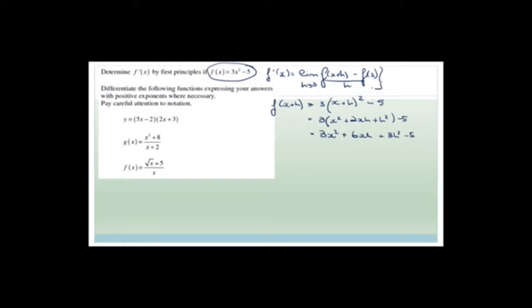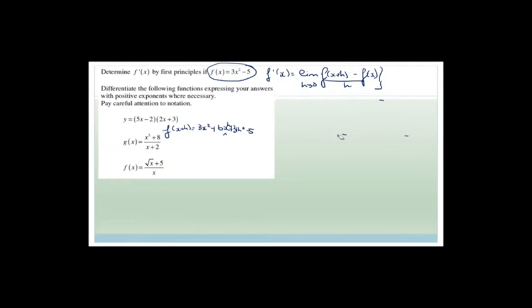Now we need to substitute it into this thing. So I'm just going to write over here f of x plus h is equal to 3x squared plus 6xh plus 3h squared minus 5, because we need it. Let me check: 3x squared plus 6xh, thought so, plus 3h squared minus 5. And I'm going to erase this so that I've got space to write. Okay, so in red, f dash of x is equal to the limit as h tends to 0 of f of x plus h minus, but I'm not going to write all that down again.